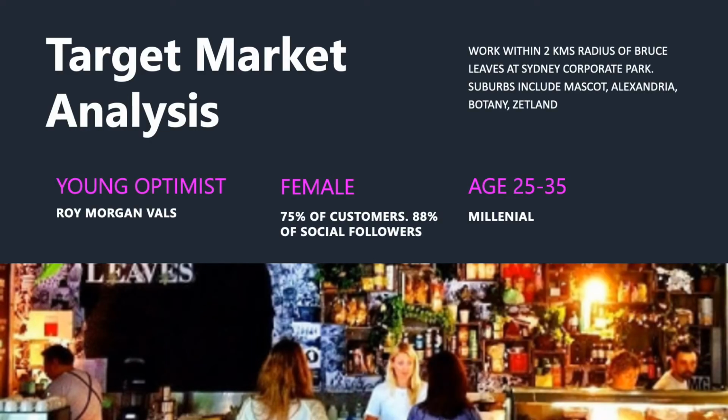So, who is the target market? Well, the target market, the customer of Bruce Lee's, work within approximately a 2 kilometre radius of the restaurant at Sydney Corporate Park. Most customers are even closer than that. The vast majority of customers are female, and an even larger majority of social media followers and engagement are female as well.